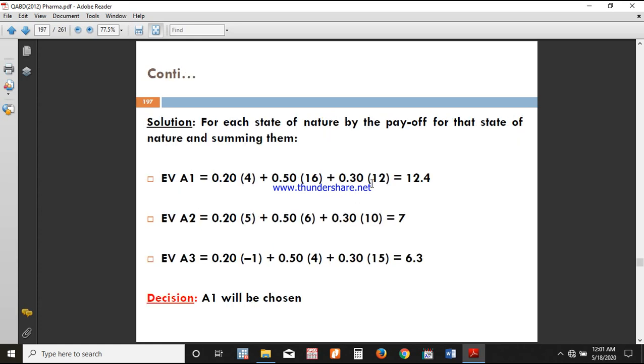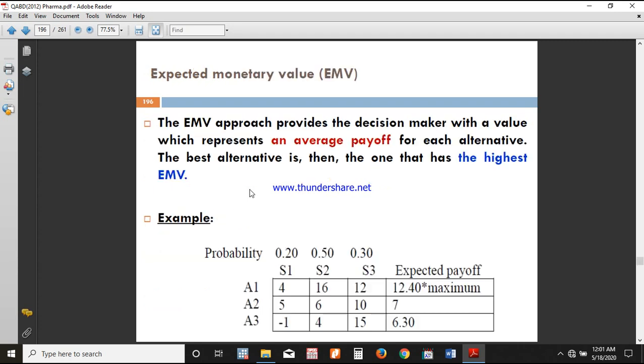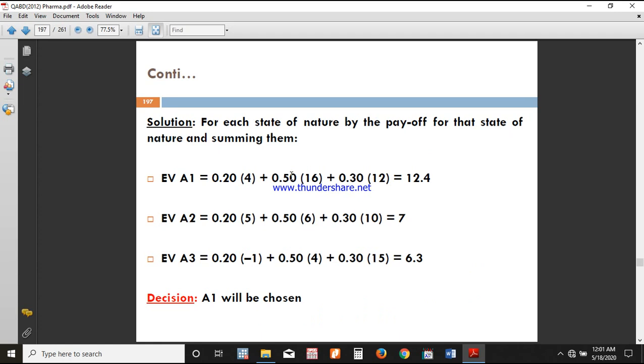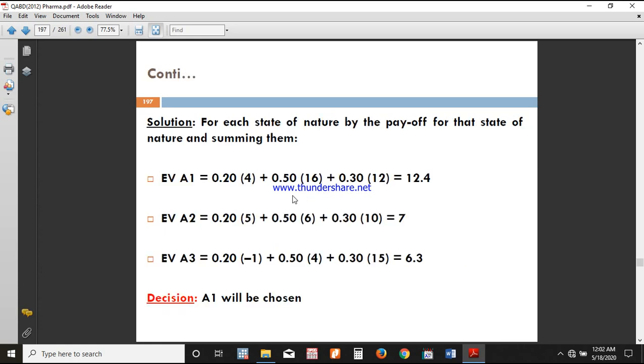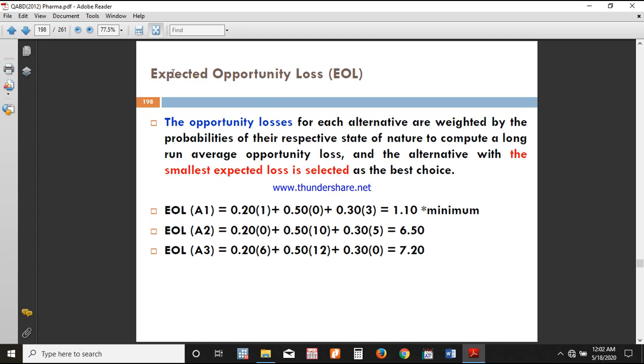You can see also the mathematical result for the expected value for alternative A1, that is multiplying the probability with the first row values, the second row, and the third row: 12.4, and in the second row it will become 7, and in the third row it will become 6.3. Therefore, A1 will be chosen based on this expected monetary value. When it is cost, clearly the smallest value will be selected.